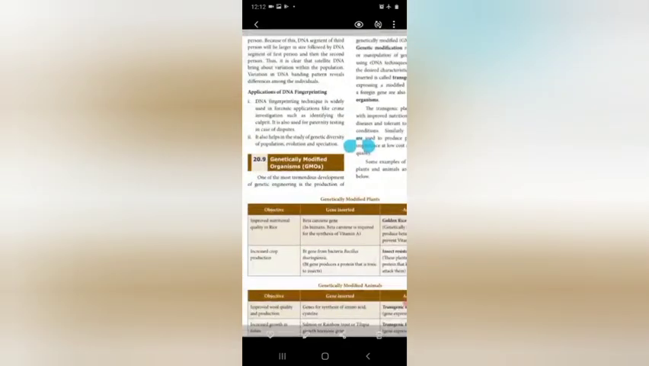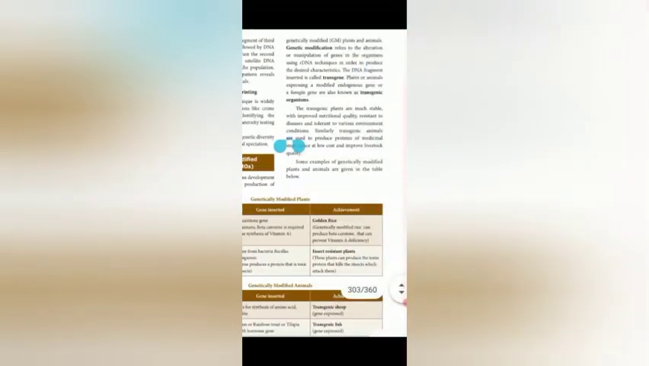First one, improved nutritional quality in rice. The gene inserted is called the beta carotene gene. This beta carotene gene is present in the plant, which increases vitamin A in human beings, because we are eating those plant parts. Vitamin A is increased in human beings by inserting the beta carotene gene in the rice plant. Another one, achievement. By inserting this gene, we get newly formed, genetically modified rice called golden rice. This golden rice produces beta carotene that can prevent vitamin A deficiency diseases.